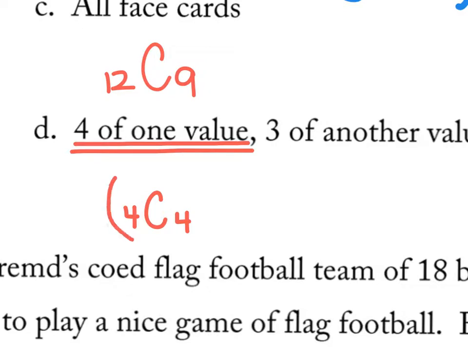However, we don't know specifically which value, so there's 13 possibilities. It could be an ace, it could be a 2, it could be a 3, and if I keep listing these, there's 13 possibilities. So it's going to be 13 times 4 choose 4. That 13 is accounting for the 13 different possible values that there are.